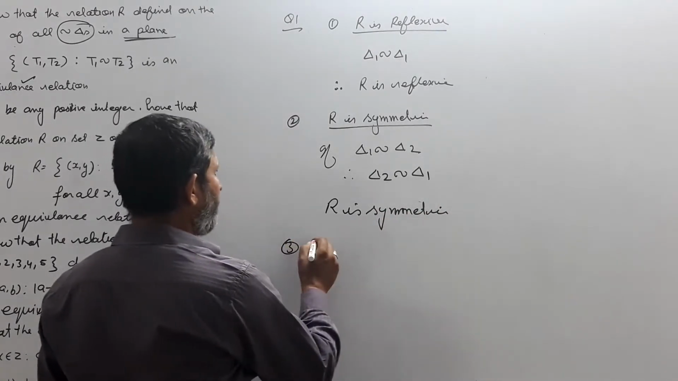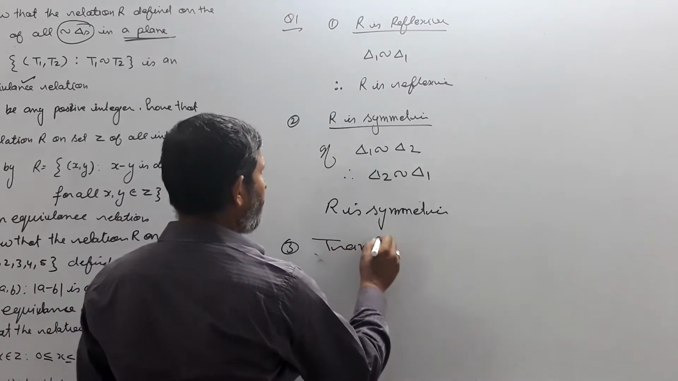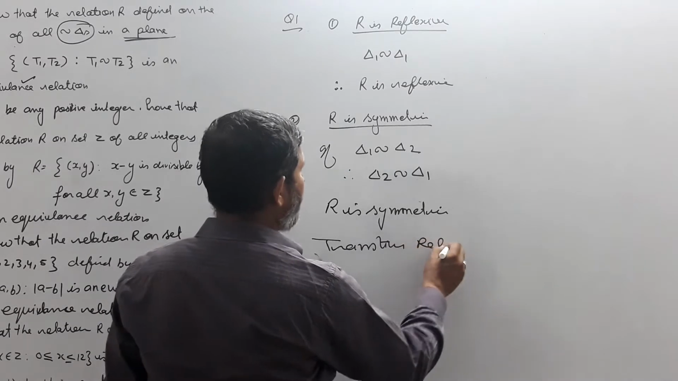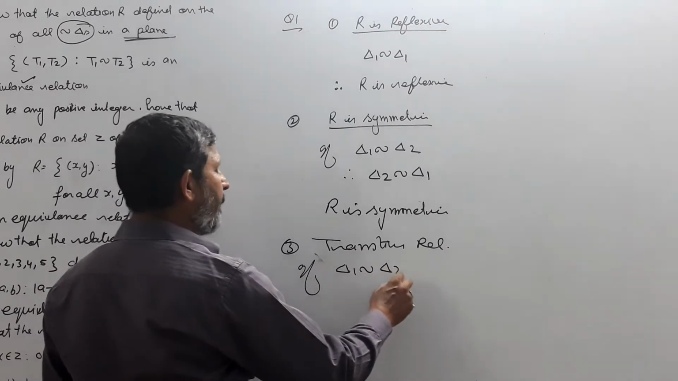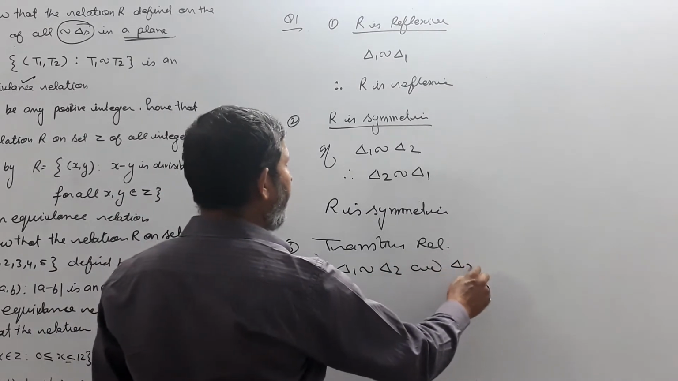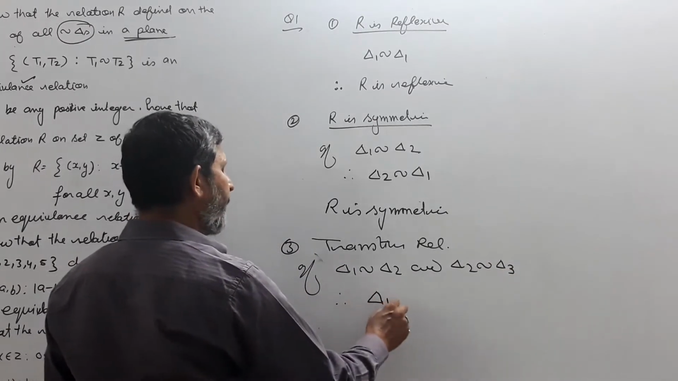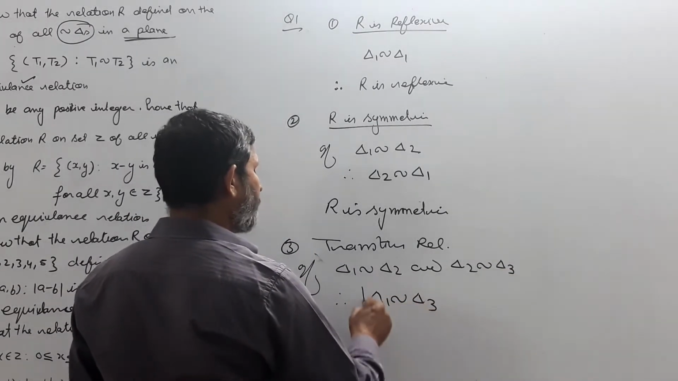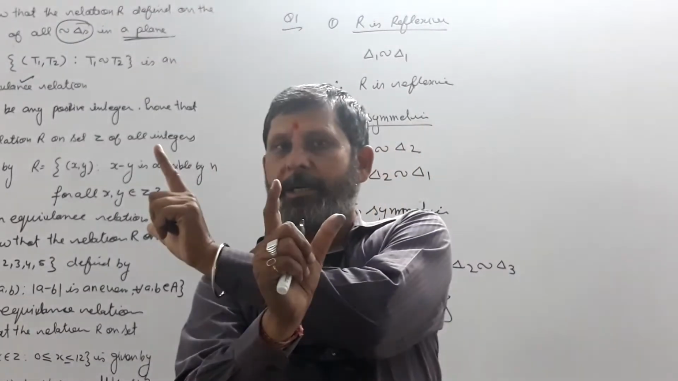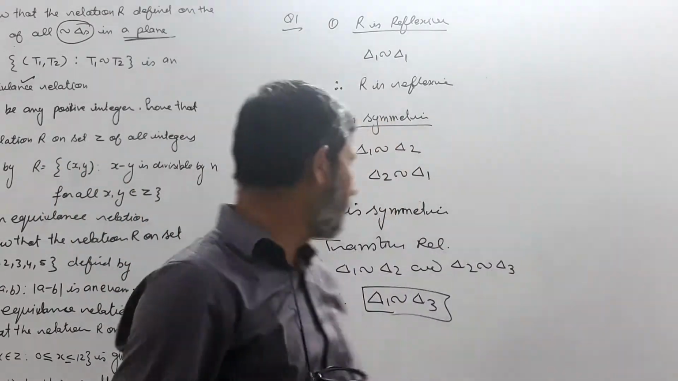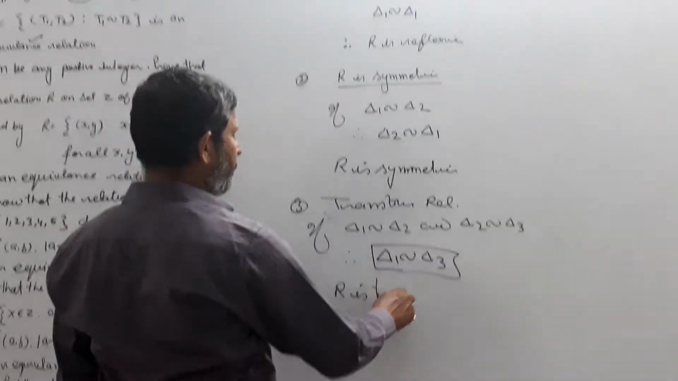Third part, transitive. For the transitive relation, if triangle first is similar to second and triangle second is similar to third, then it is necessary that triangle first and third are also similar, because first is similar to second and second is similar to third. Therefore, R is transitive.